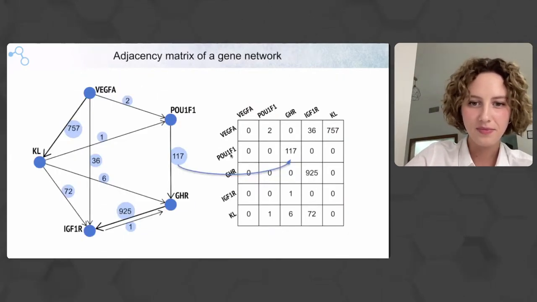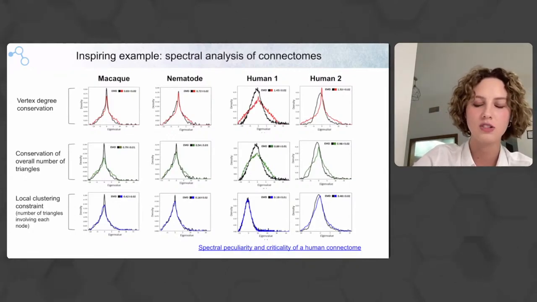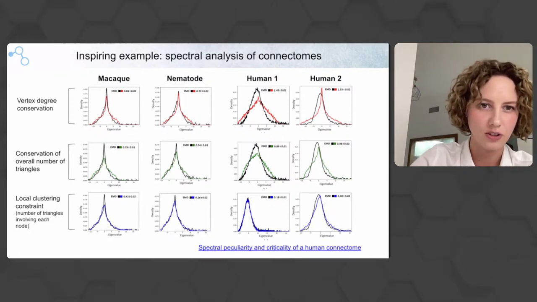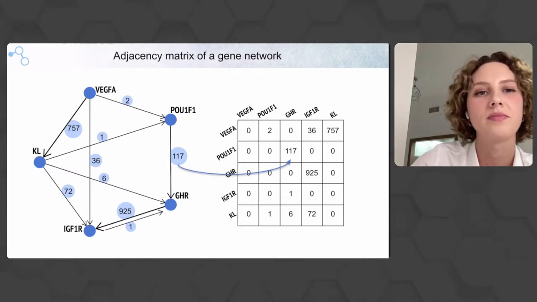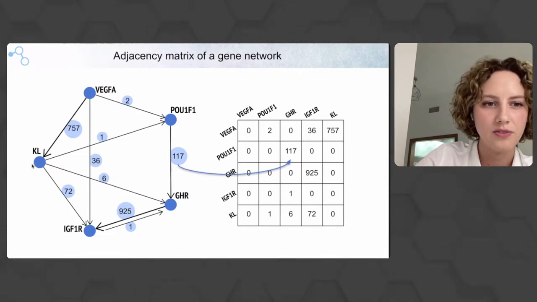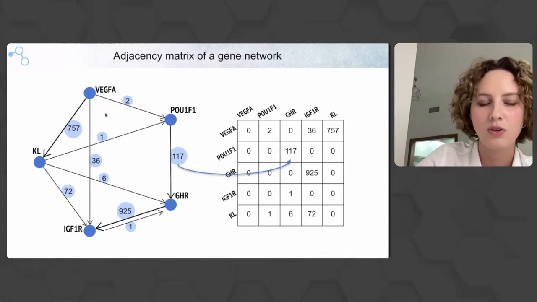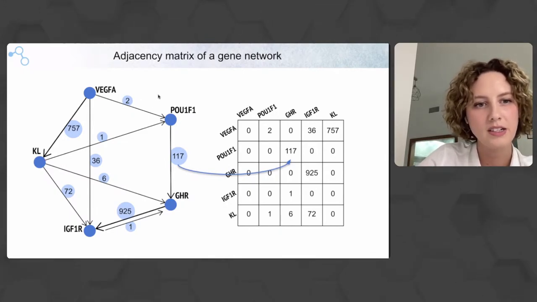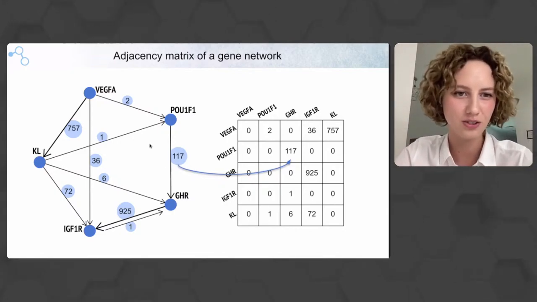So we actually try to apply very close methods in our studies to investigate gene regulatory networks. And I will begin with a very simple thing. This is the adjacency matrix of a gene network and how it is built. For example, if we have a gene network, here I have chosen a small one with five very famous genes. And this is an example of how they interconnect in human blood. Of course, these are relative values, so don't pay special attention to them.